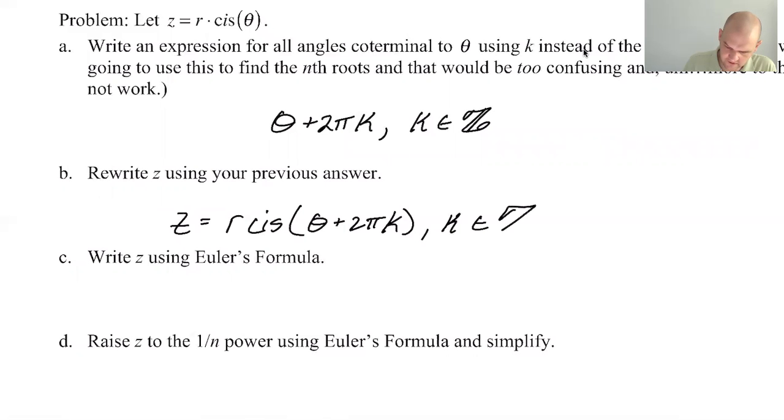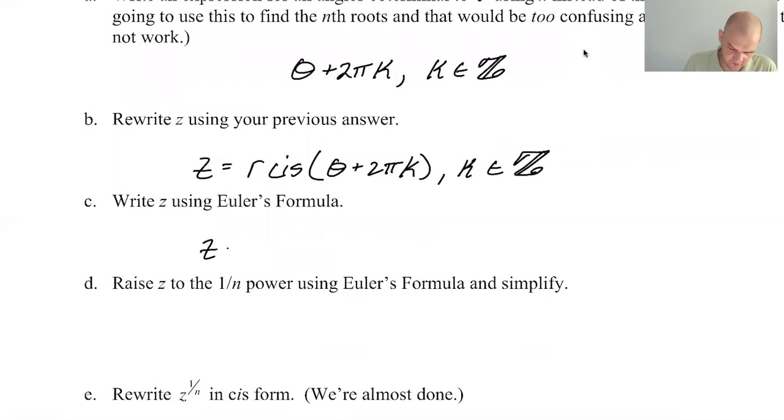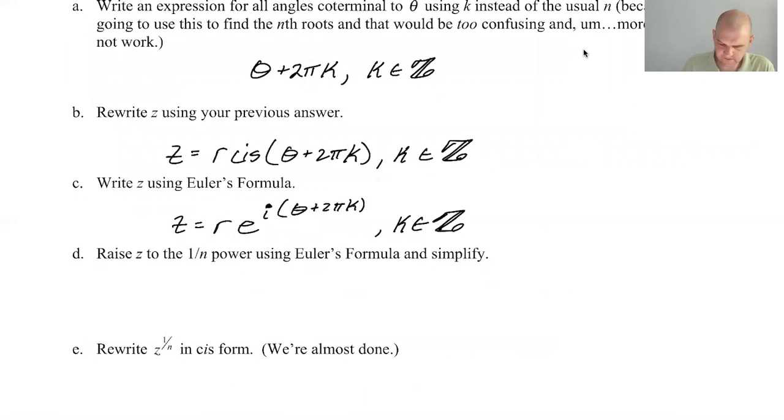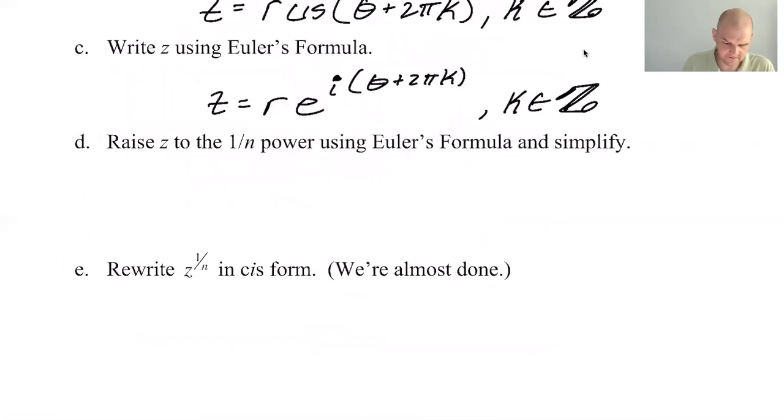It's going to get real annoying writing that over and over. So then we can use Euler's formula on that: r e to the i(theta plus 2 pi k), where k is an element of the integers. Okay, so far so good. Now what we're going to do is just raise everything to the 1 over n power, right? That's how you take an nth root. So we're going to say z to the 1 over n.